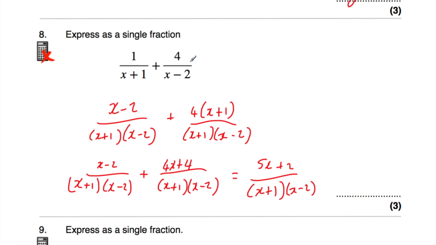And that's it. We've just added together these fractions and expressed it as a single fraction. And one thing I would usually do at this point is just check to see if I could factorize the numerator. And if I could factorize the numerator, perhaps I could cancel down. But in this case, I can't. So that's it. We're finished.